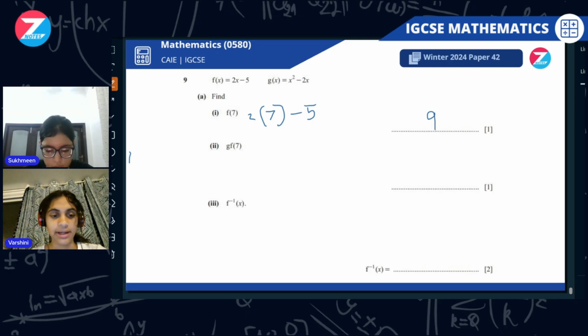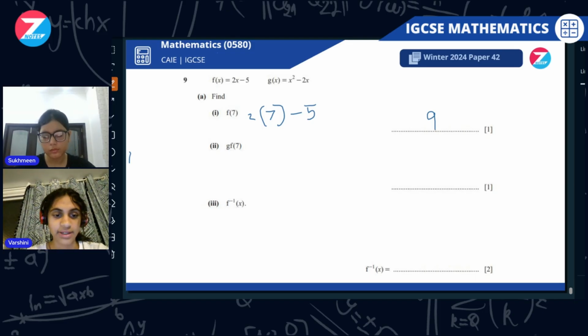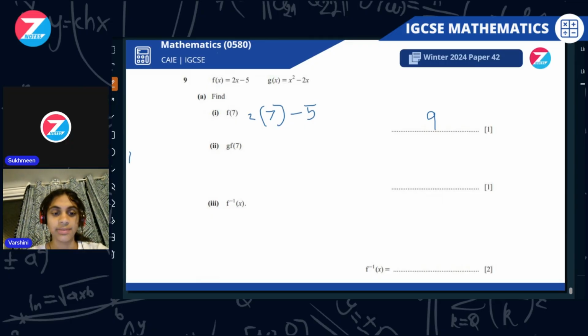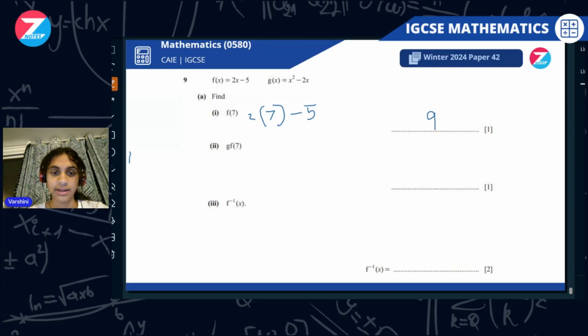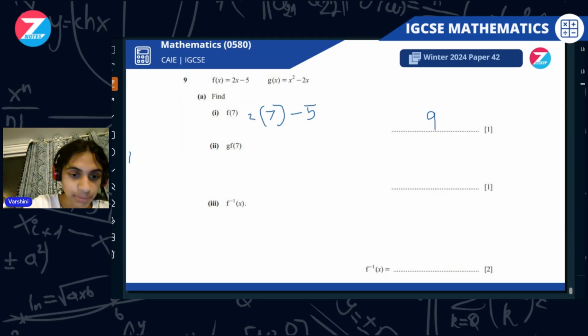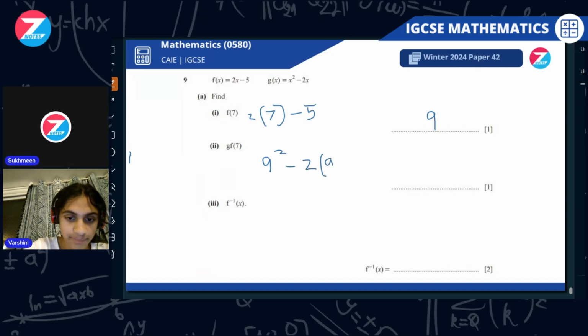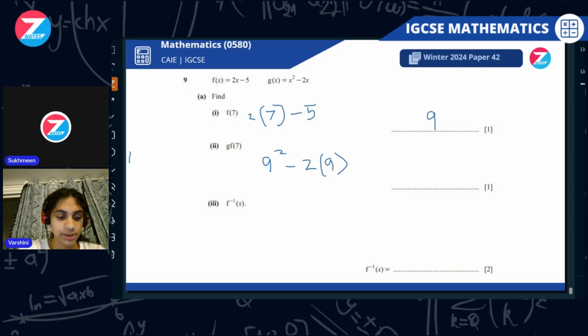Right, so for the second part, gf of 7. This means that f of 7 is going inside the function of g of x. So f of 7 is the input value for x, and you're going to be replacing x with f of 7. We already found f of 7 to be 9. So now we just need to put 9 inside the g of x function. So that will be 9 squared minus 2 into 9. Again, you can just put that into your calculator, don't forget to add the brackets, and you'll get 63.